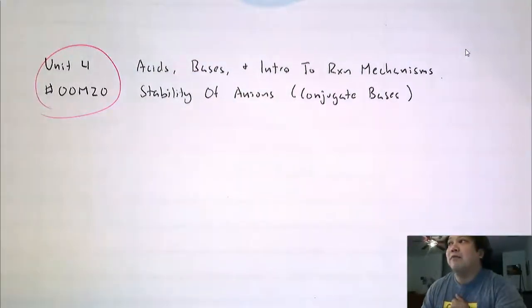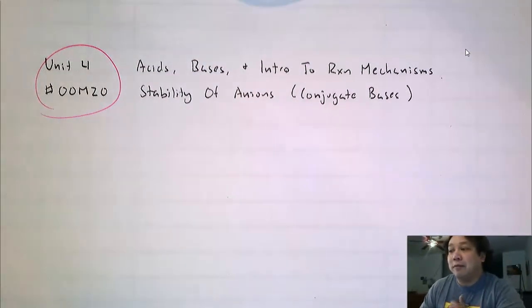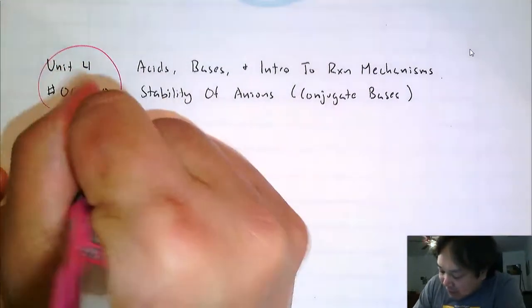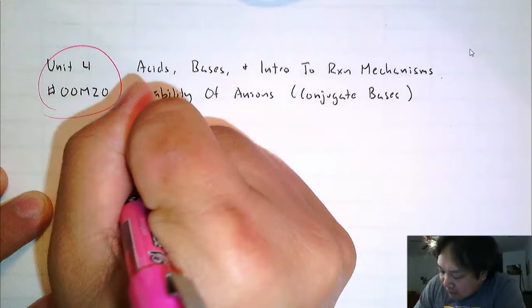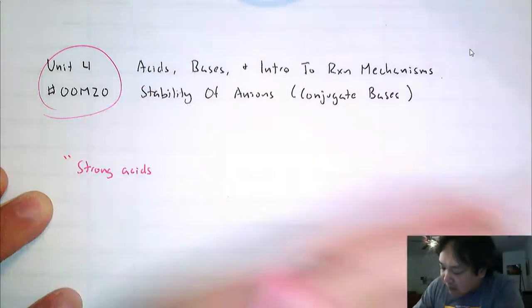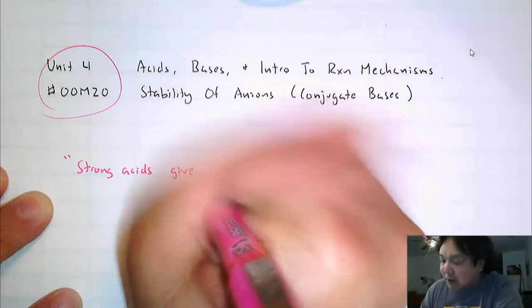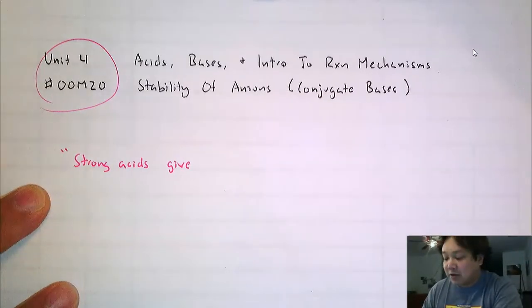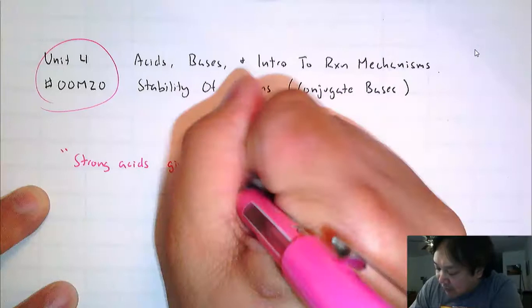What phrase you want to repeat to yourself over and over again is strong acids give stable conjugate bases, or we could even put here very stable.